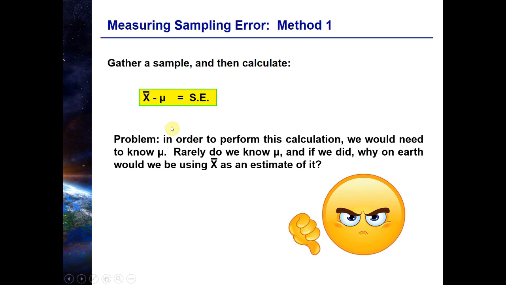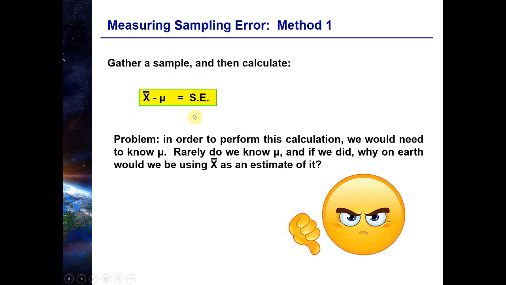But then the other thing is, okay, wait a second. Even if, let's just pretend for a second, we did know mu. Well, if we know mu, why would we be using x bar to estimate it, right? If we already know mu, then why calculate x bar? You see how this is stupid for 2 reasons, right? And again, the 2 reasons are we don't know mu 99.999% of the time. And the second reason, if we did know mu, we wouldn't be calculating x bar.